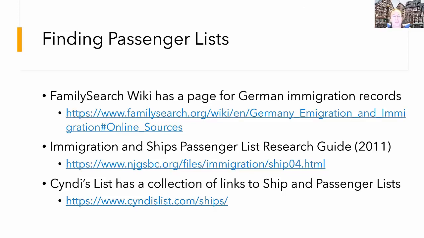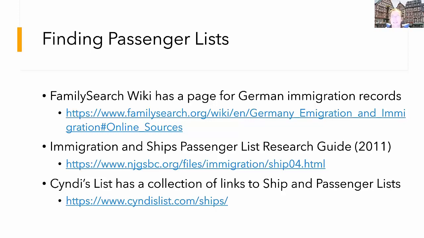There's also a webpage called the Immigration and Ships Passenger List Research Guide. Now, this is a really good research guide, but it's from 2011 and it hasn't been updated recently. So many of the links on the page are not valid. It's still talking about microfilm and who has the microfilm as opposed to who has the digitized images. But the outline and the research process that they lay out on the webpage is a very good method to follow when you're doing your research.